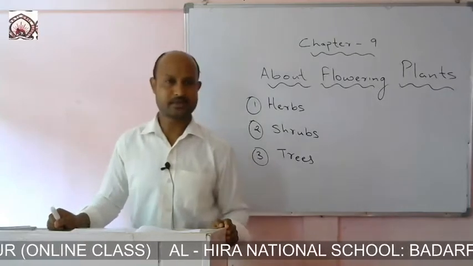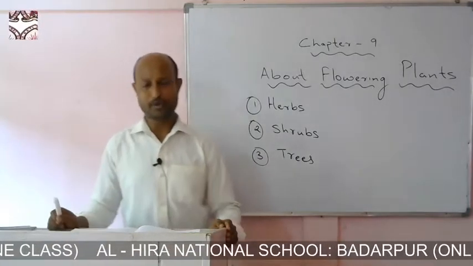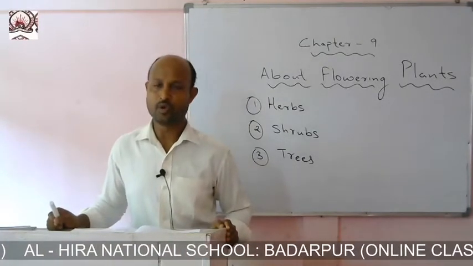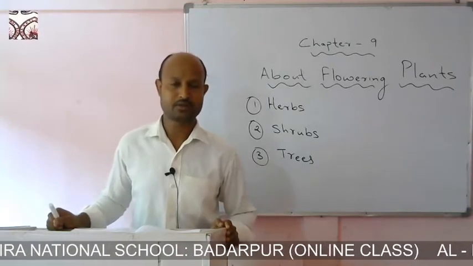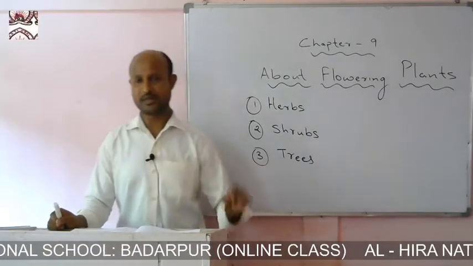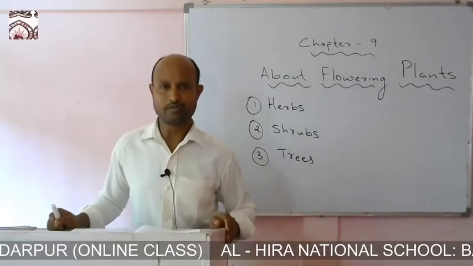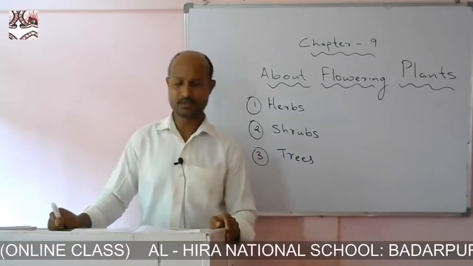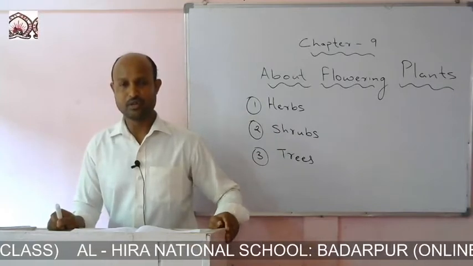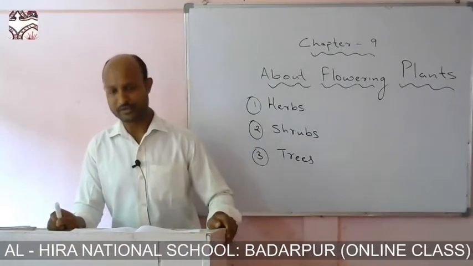Today I am going to discuss chapter 9 about flowering plants. You all know that plants that bear flowers are called flowering plants. In this chapter we will discuss only the flowering plants. The non-flowering plants like mosses, ferns and all you will come to know later on.